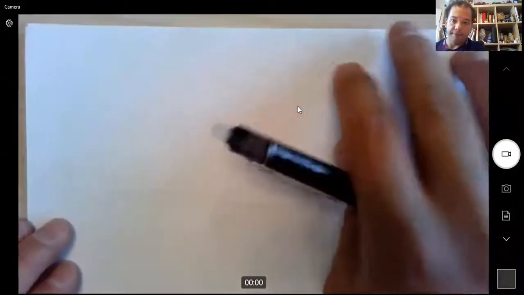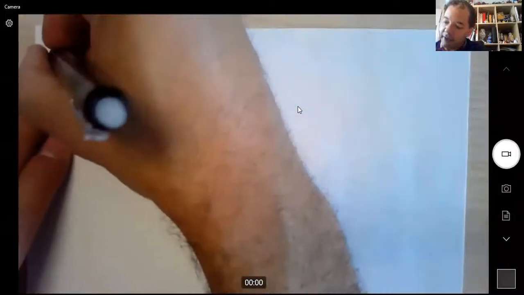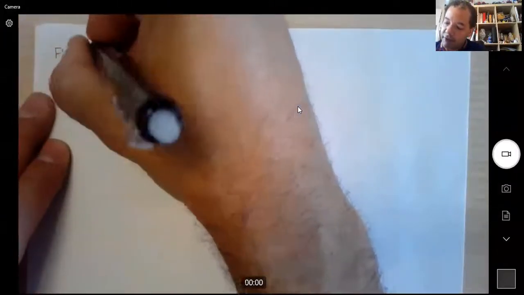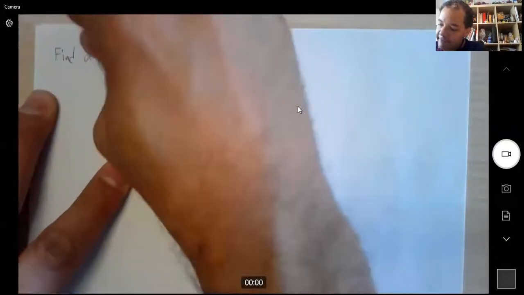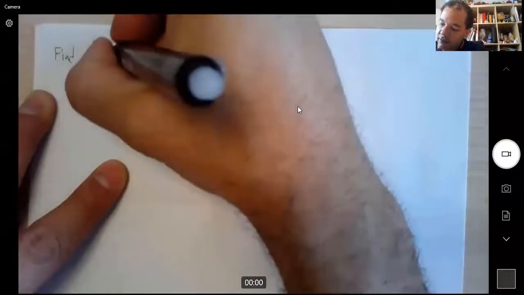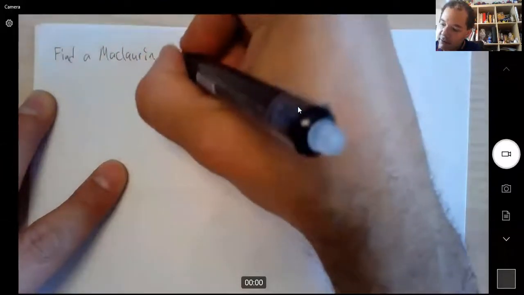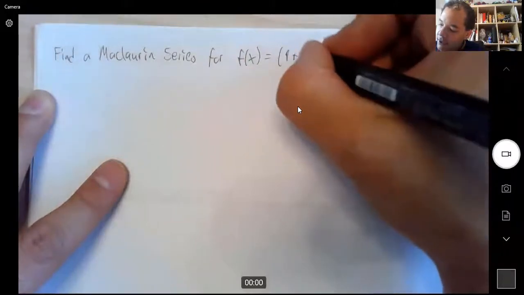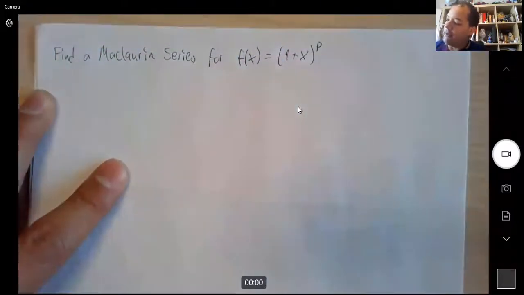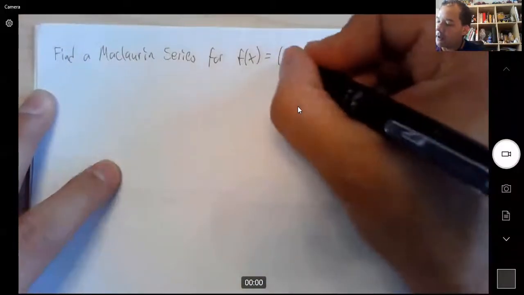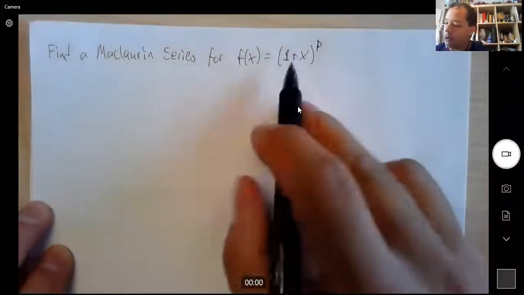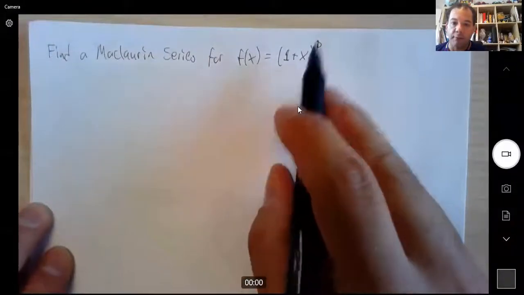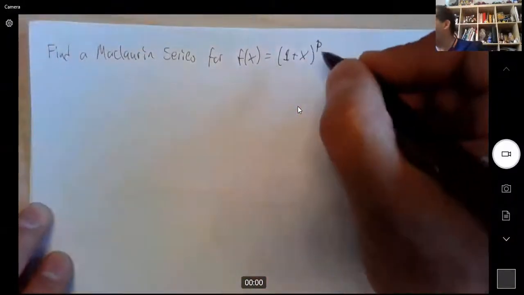So this is an example. For the binomial series, we want to find a Taylor series or a Maclaurin series for the function 1 plus x to the power p. So we're simplifying it a little bit. Instead of doing x plus y, because then you get two variables, we're only going to do it for one variable here. So 1 plus x to the power p. So that's our function, 1 plus x to the power p.